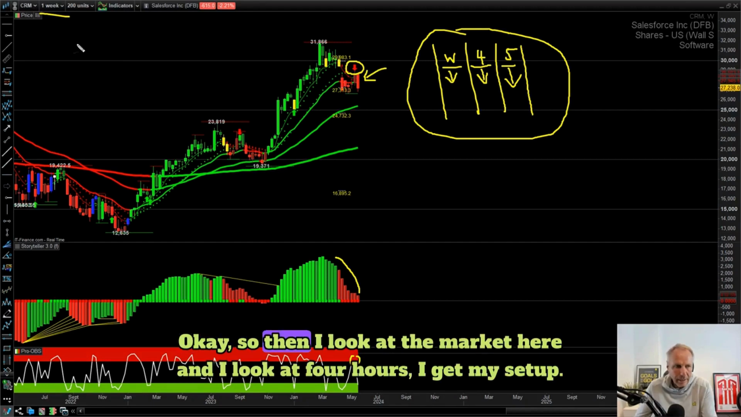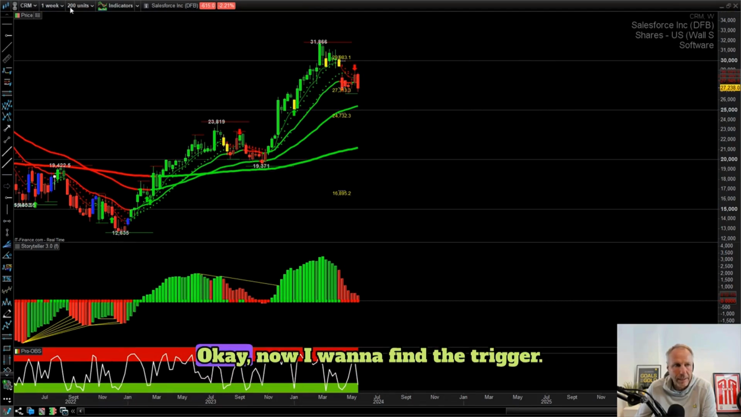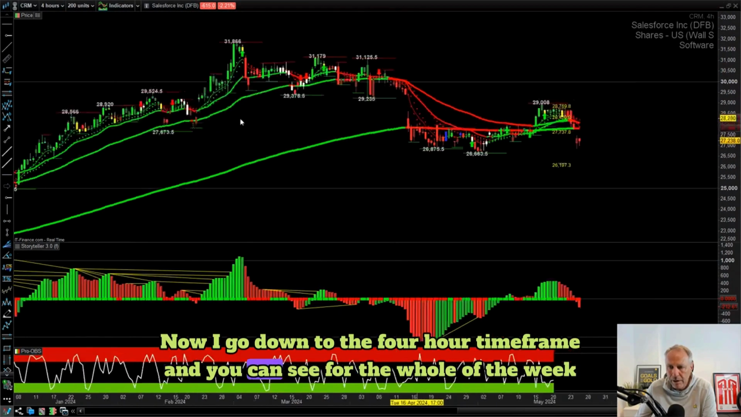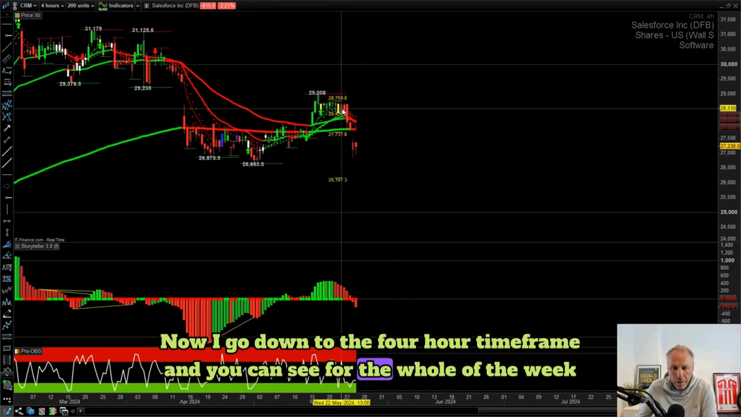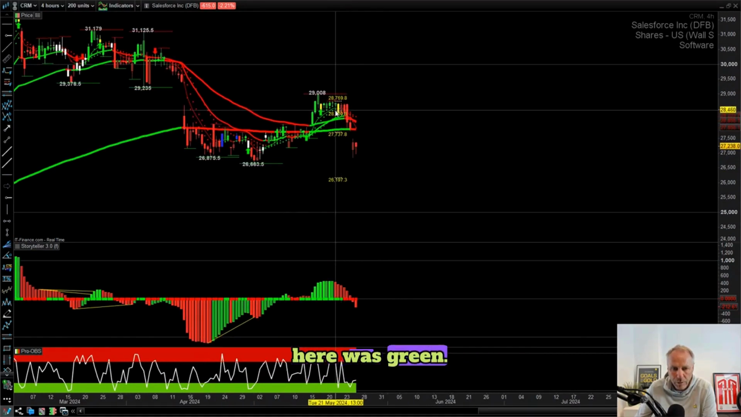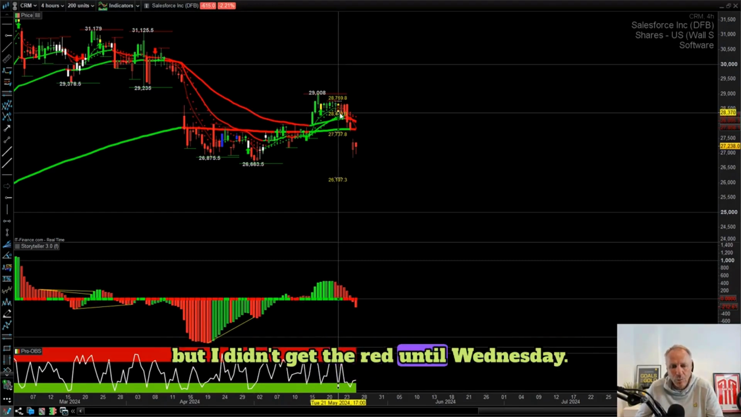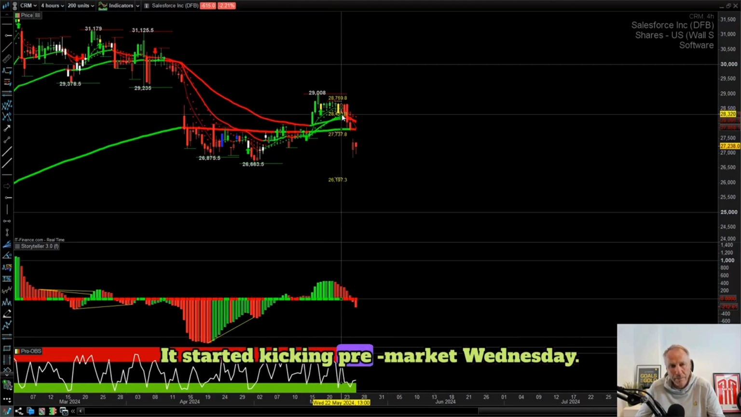Okay, so then I look at the market here, and I look at 4 hours, I get my setup. Now I want to find the trigger. Now I go down to the 4-hour time frame, and you can see for the whole of the week here was green. I thought the candlestick was going to come down and give me a setup to short, but I didn't get the red until Wednesday. It started kicking pre-market Wednesday.